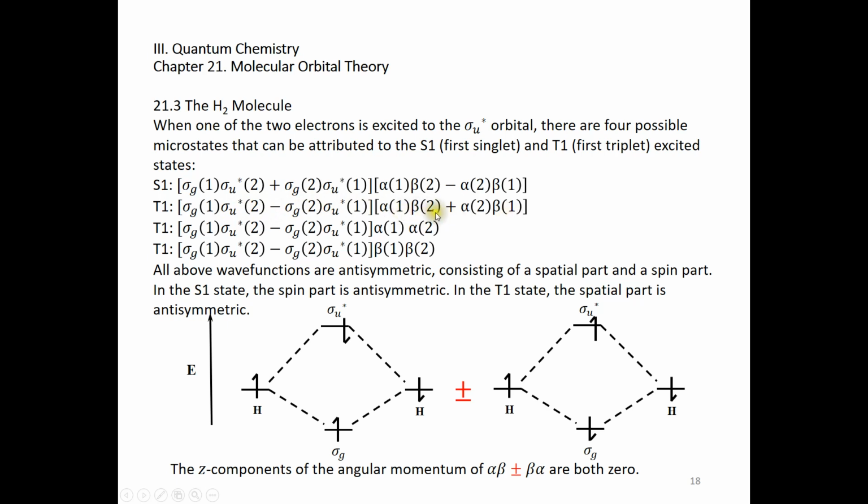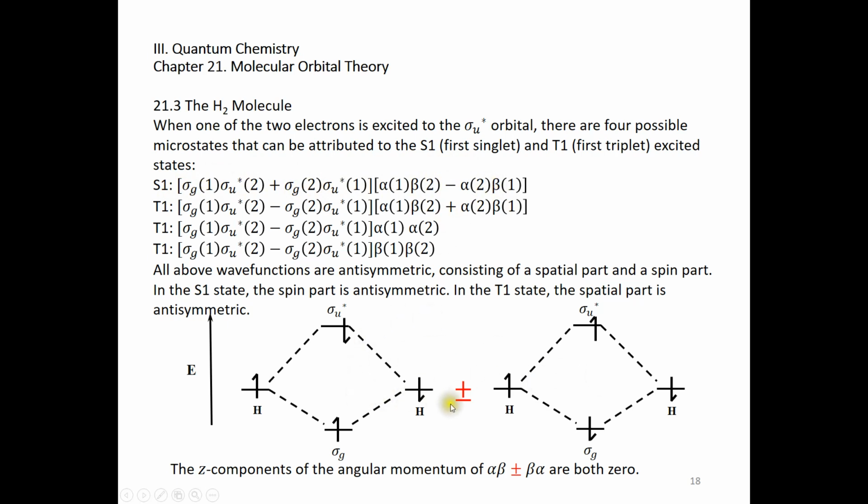Over here, alpha 1 beta 2 plus alpha 2 beta 1. This is symmetric under the exchange of the 2 electrons. Also, we can exchange 1 and 2, and we will still get alpha 1, alpha 2. We can exchange 1 and 2 here, again beta 2 times beta 1 is equal to beta 1 times beta 2. So in the T1 excited state, we have an anti-symmetric spatial part and a symmetric spin part. In the S1 state, we have a symmetric spatial part and an anti-symmetric spin part.